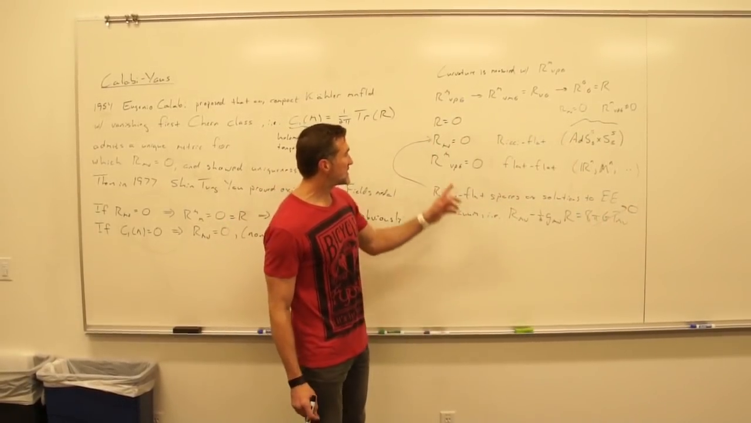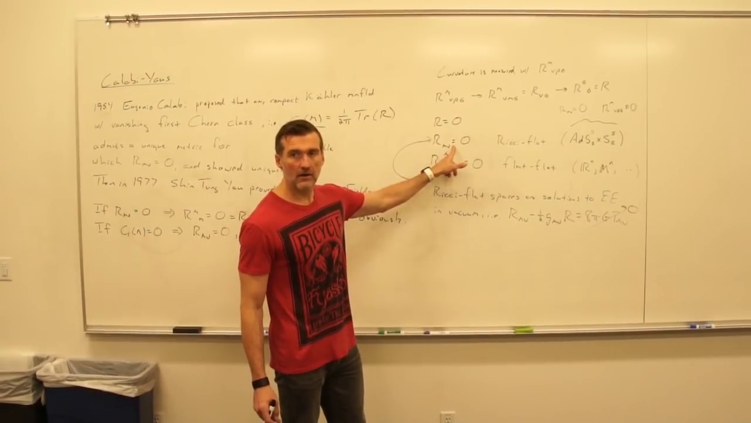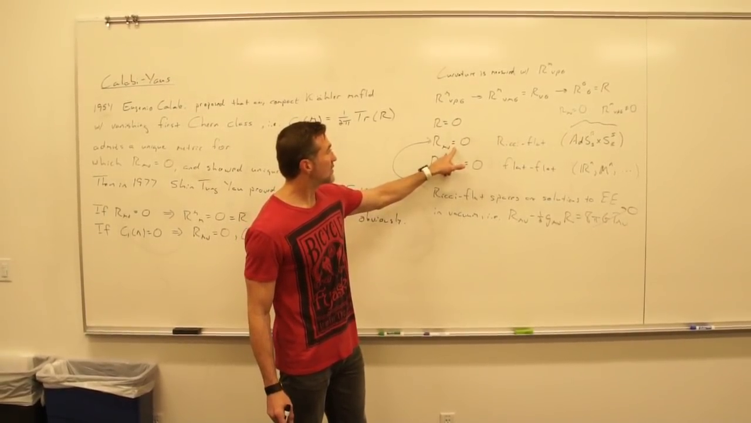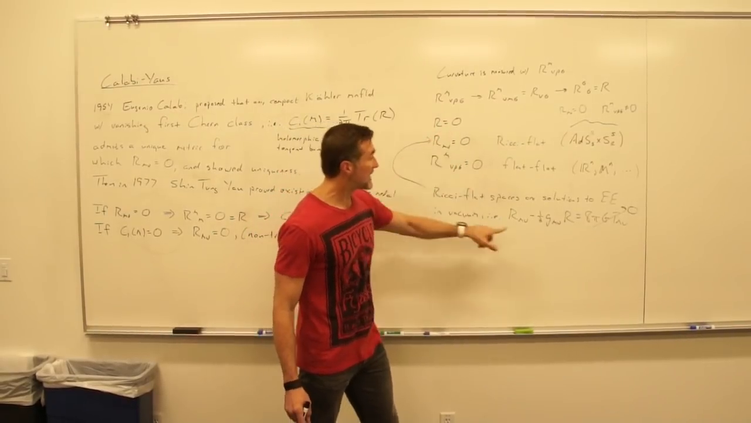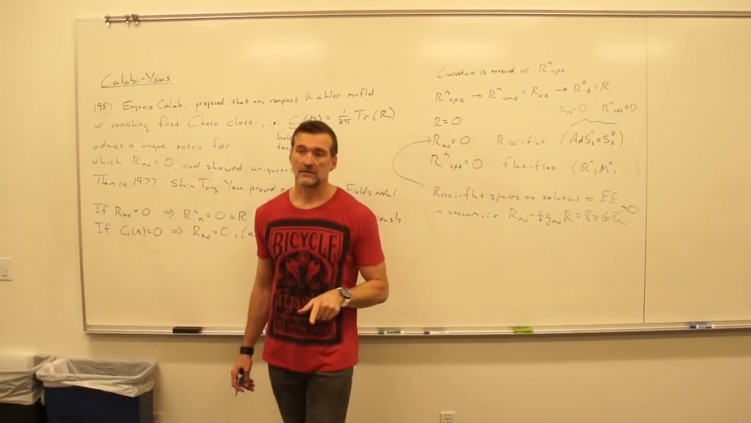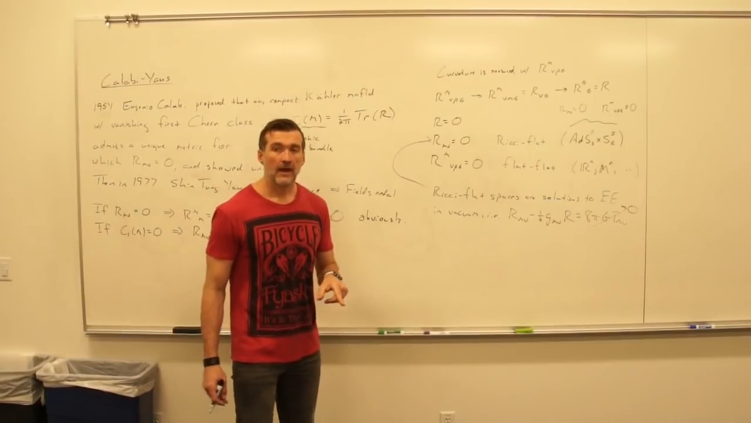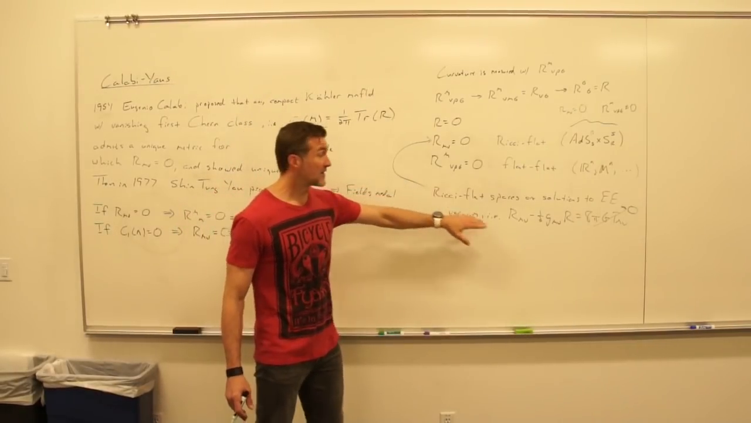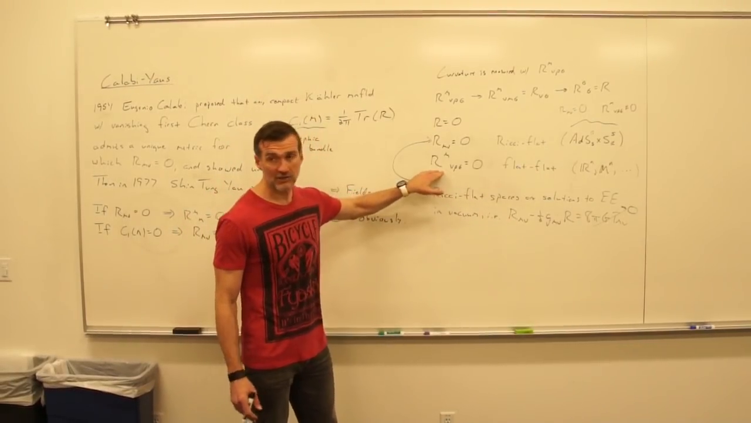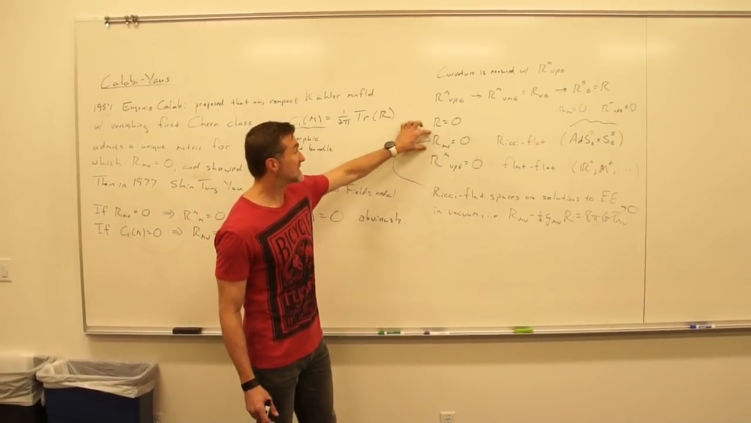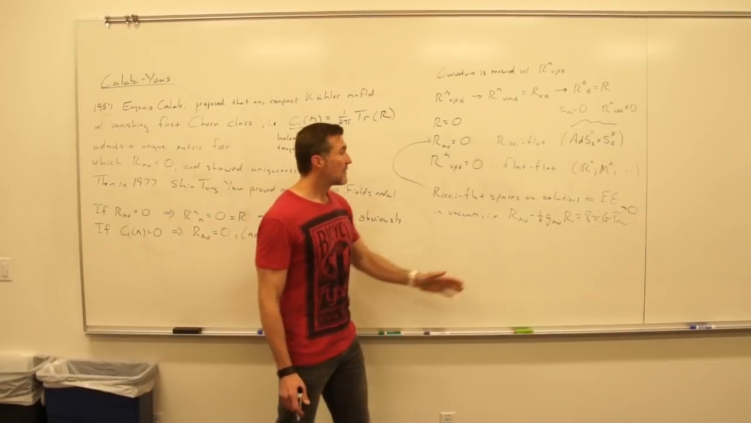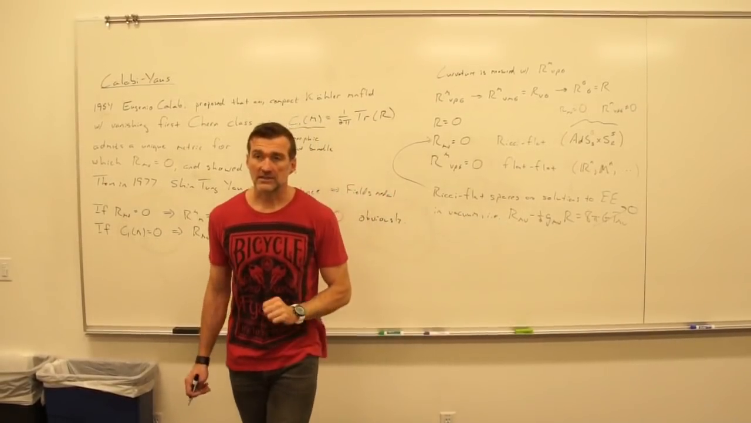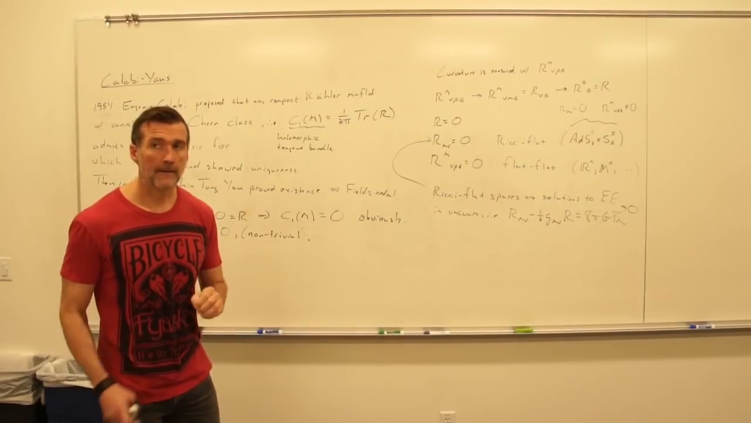And if I give you a space where R mu nu is equal to 0, then R is automatically equal to 0. So this space automatically satisfies this. Of course, a flat space also satisfies this, but these are not very interesting. These are the spaces which can have some interesting curvature going on, but they're still solutions to Einstein's equations in a vacuum.